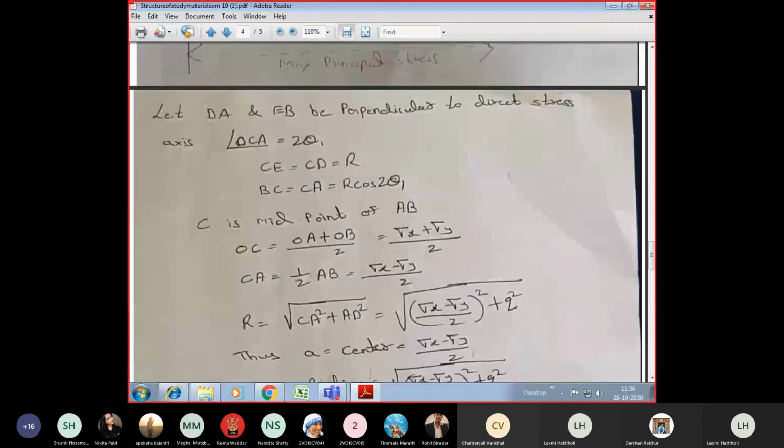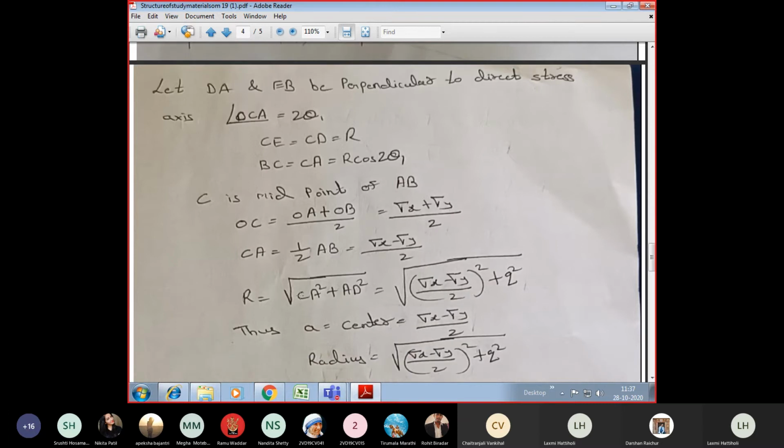If C is the midpoint of AB, I can write OC is equal to OA plus OB divided by 2, which is equal to sigma x plus sigma y by 2. How did I write the sigma x plus sigma y by 2? Because we know that those are the coordinates. So if you take those coordinates, you can take this as sigma x plus sigma y by 2. And also I can say CA is equal to half of AB. A and B are nothing but sigma x and sigma y. So sigma x minus sigma y by 2.